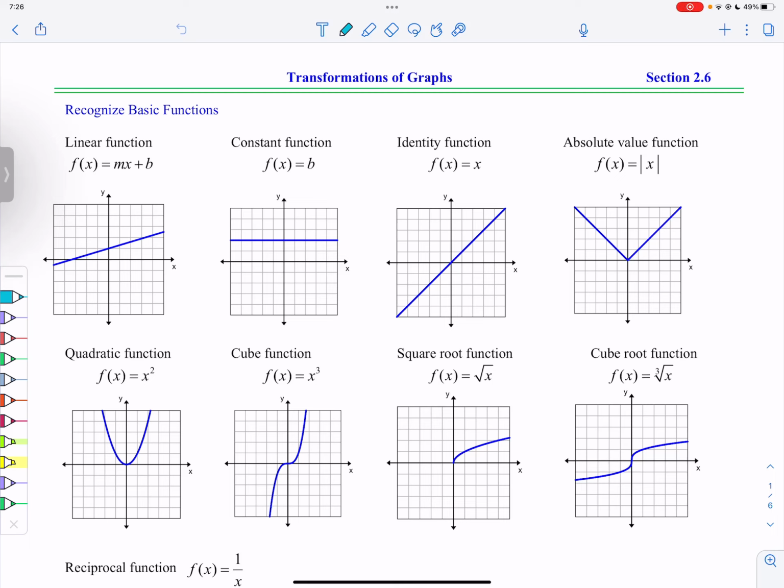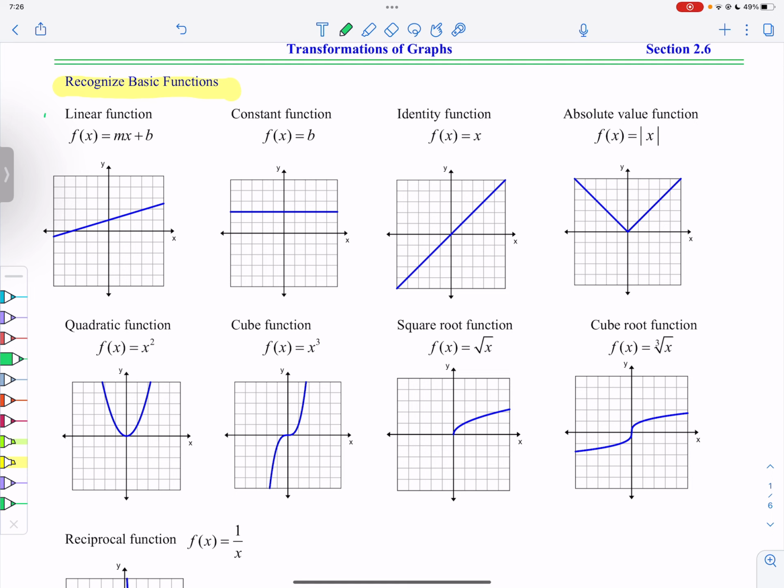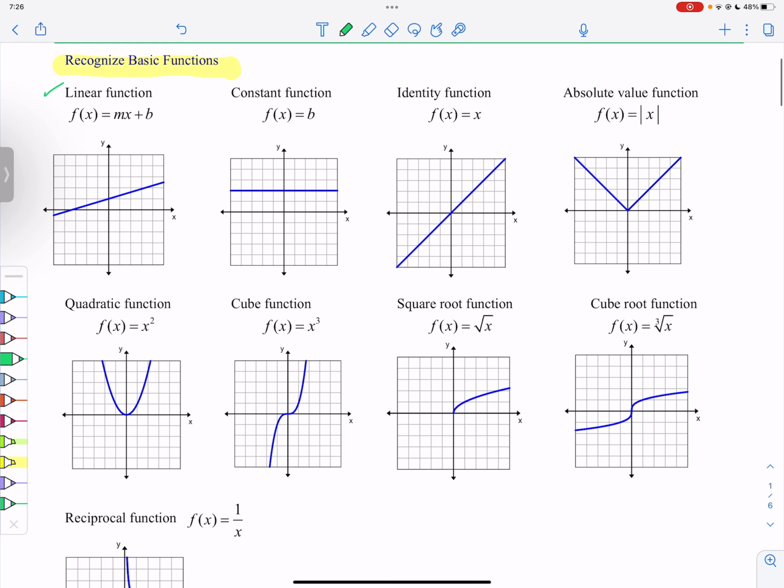This is section 2.6, transformation of graphs. Before we begin, we're going to go through some basic functions. Some of these you will be able to recognize once we work a few problems with them. You have seen a linear function before. It is the graph of a line.